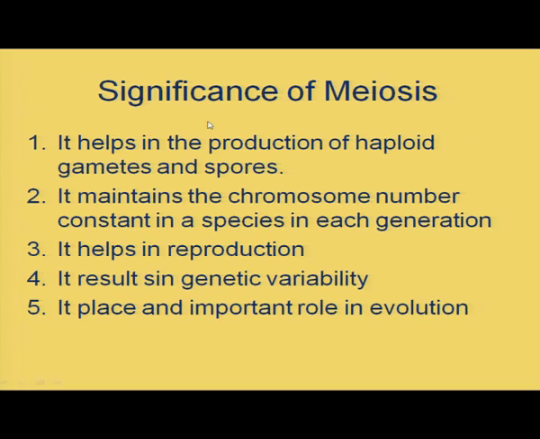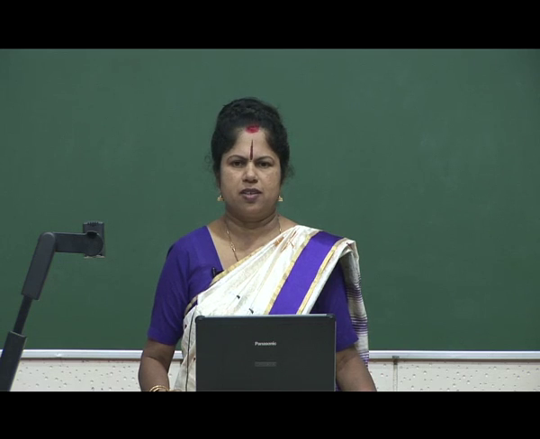Now, coming to the significance of meiosis. It helps in the production of haploid gametes or even haploid spores. What is haploid? Cells with only one set of chromosomes. It maintains the chromosome number of each species constant in each generation. It is only because of meiosis that the chromosome number of a particular species remains constant generation after generation.